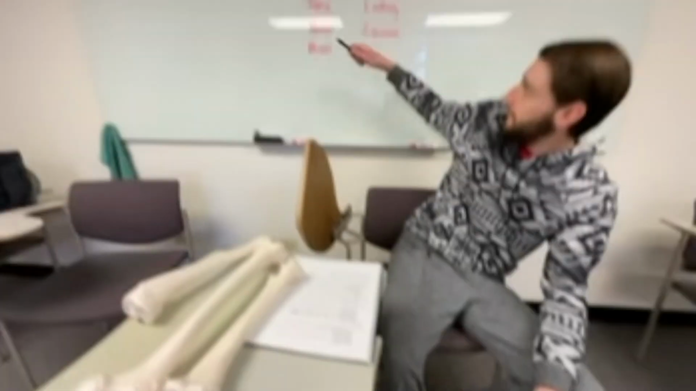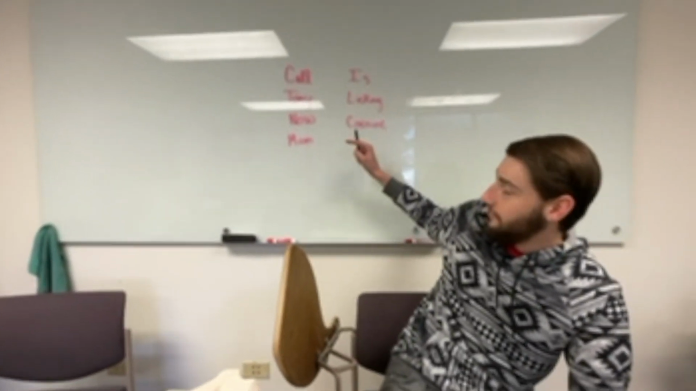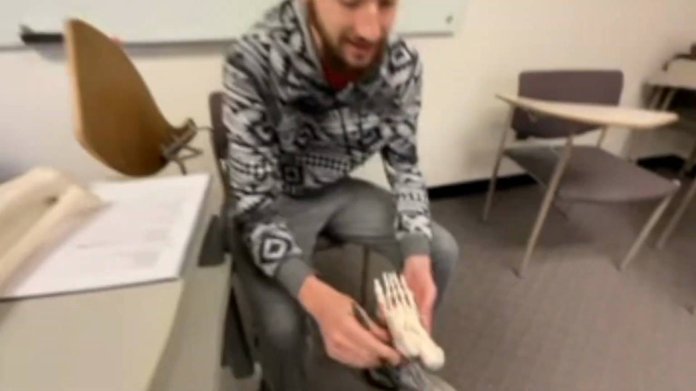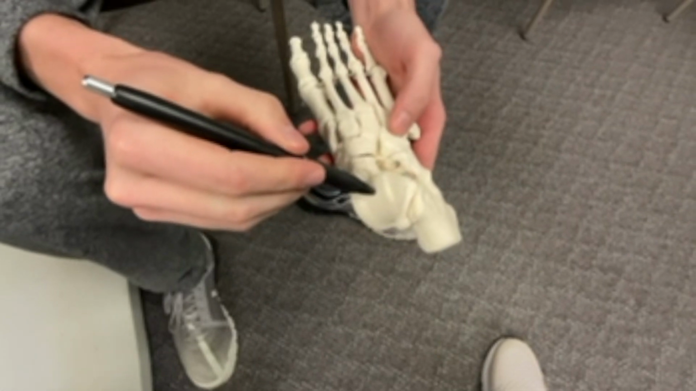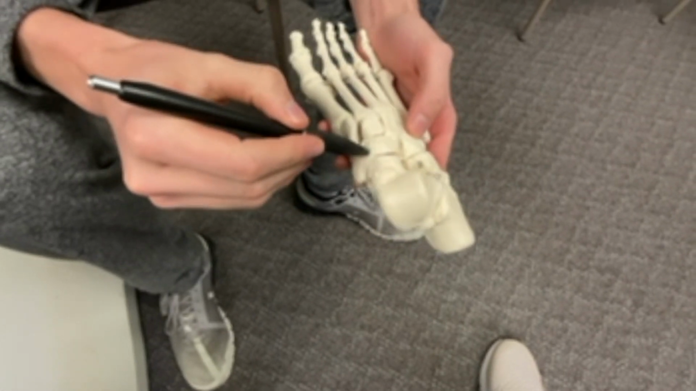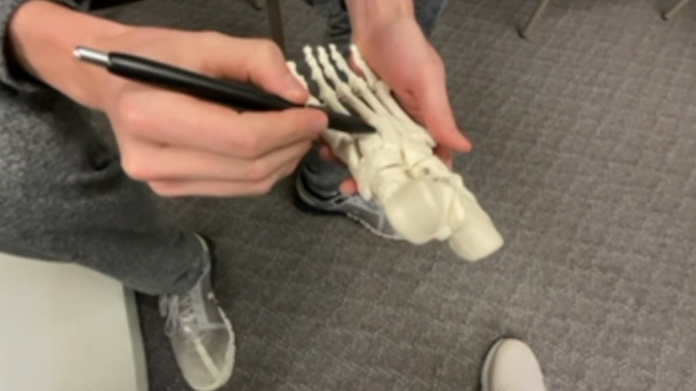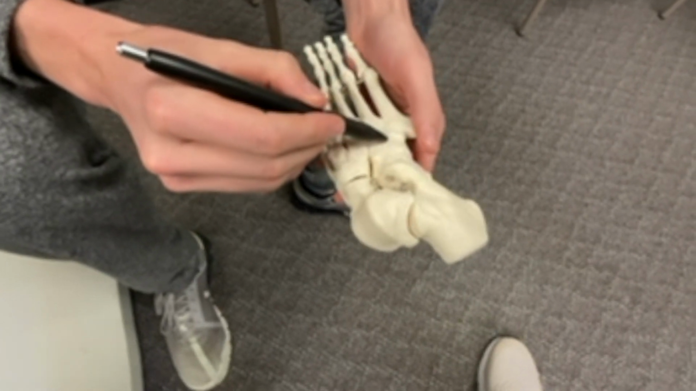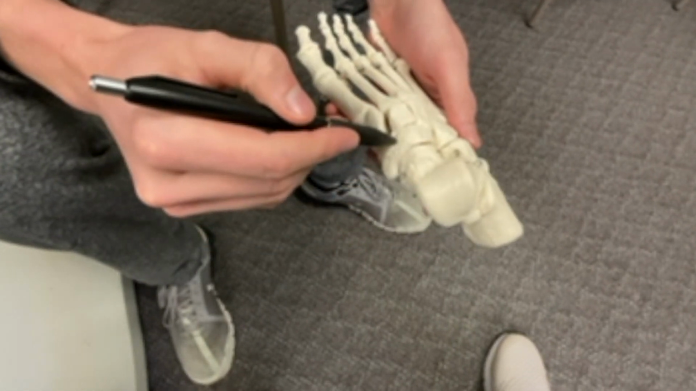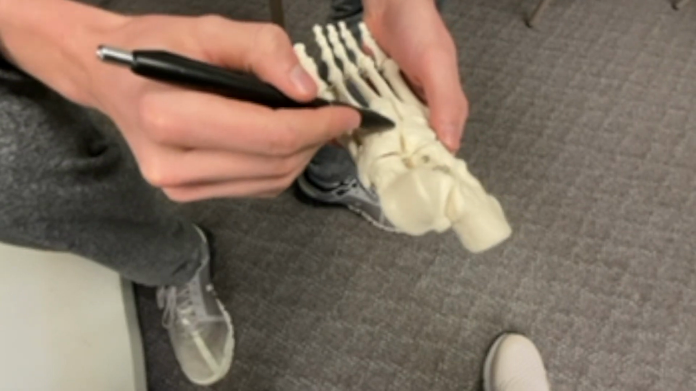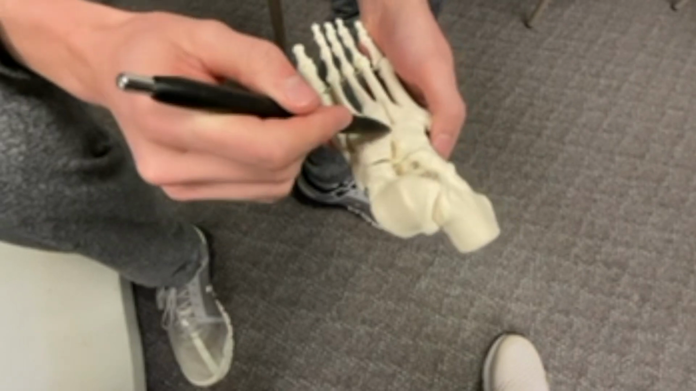Let's take a look up here. That's: Call Tony now. Mom is licking cocaine. If you can remember that, take a look here. We've got calcaneus is call, Tony's talus, navicular is now, medial is going to be mom, intermediate is is, lateral is licking, cuboid for cocaine. We've got calcaneus, talus, navicular, medial, intermediate, lateral, and cuboid. Call Tony now. Mom is licking cocaine.